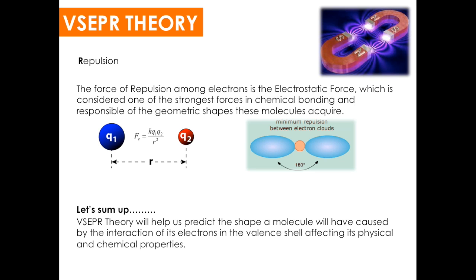Let's sum up. VSEPR theory will help us predict the shape a molecule will have, caused by the interaction of its electrons in the valence shell, affecting its physical and chemical properties.